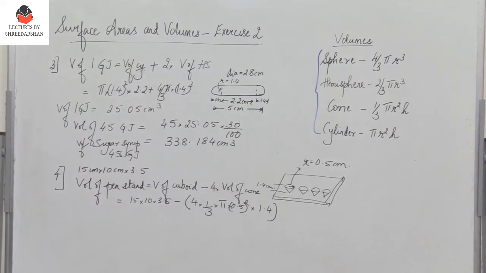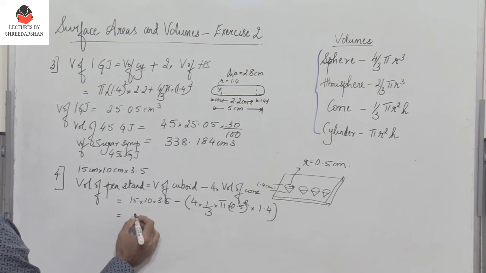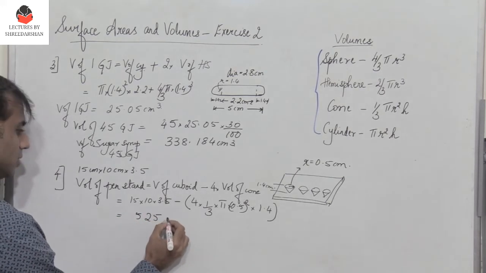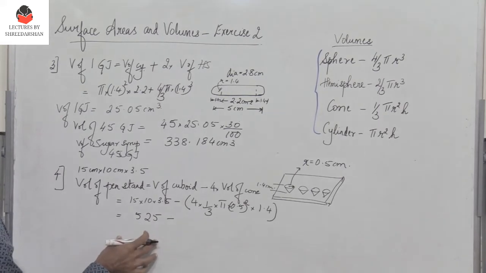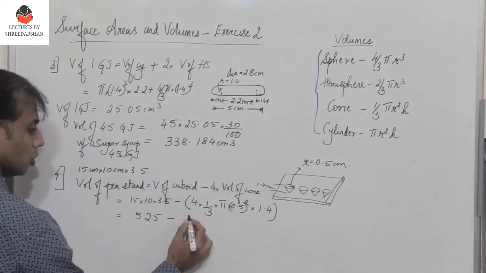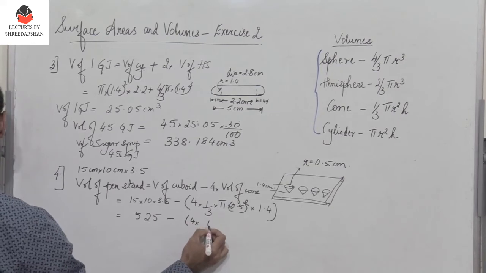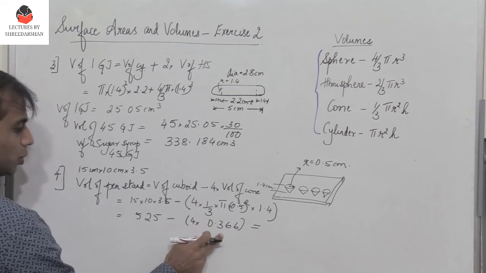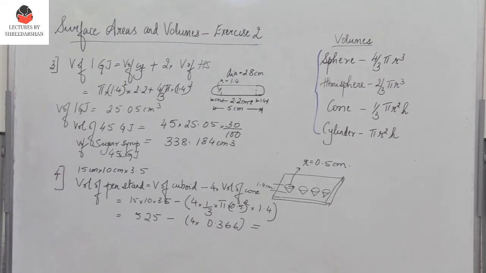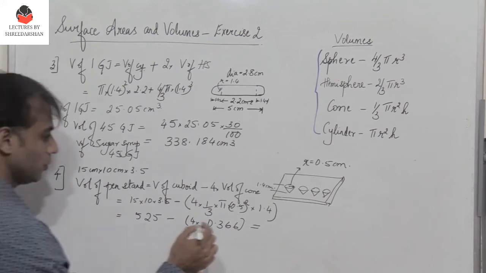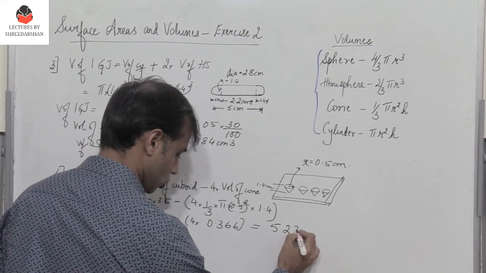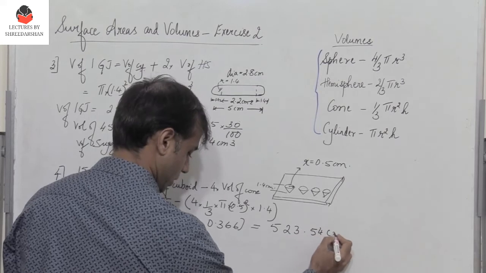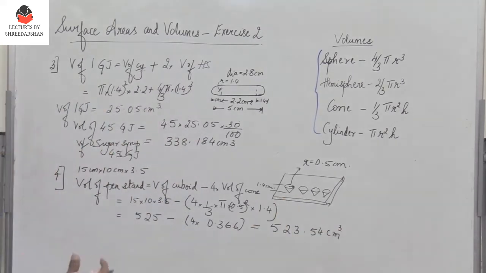Okay, so when I do this calculation, the volume of the cuboid we get is 525 centimeter cube, and here we have the volume of one cone, so it's going to be 4 into 0.366. Now 4 into 0.366 has to be subtracted from 525, so we get the volume of the pen stand, which is 523.54 centimeter cube. So this is the volume of the pen stand.